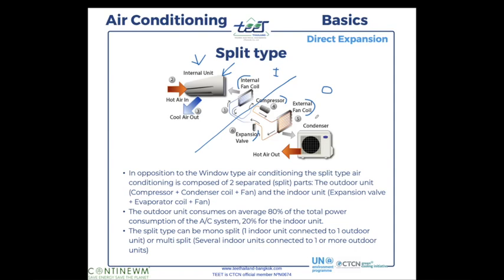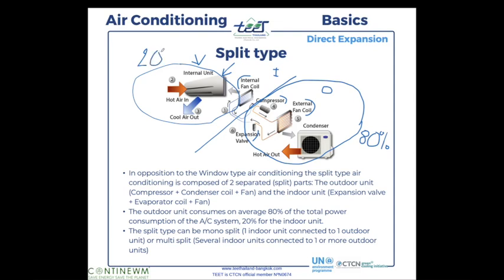In opposition to the window type air conditioning, the split type air conditioning is composed of two separated parts: the outdoor unit, compressor, condenser and fan, and the indoor unit, expansion valve, evaporator coil, and fan. And what is also important to know is that the outdoor parts represent 80% in general of the total power consumption of the system compared to the inside. The inside is just about 20%, to make it simple, of the total power consumption.